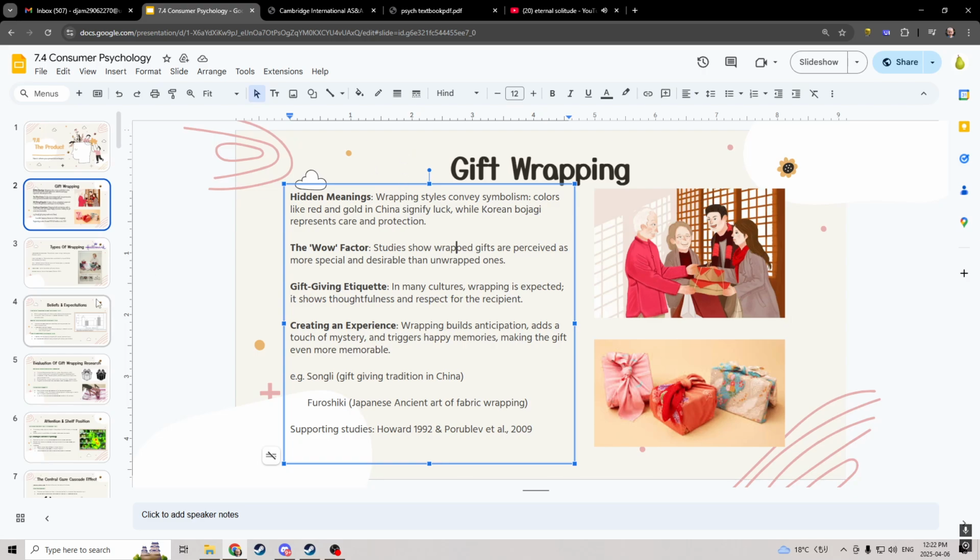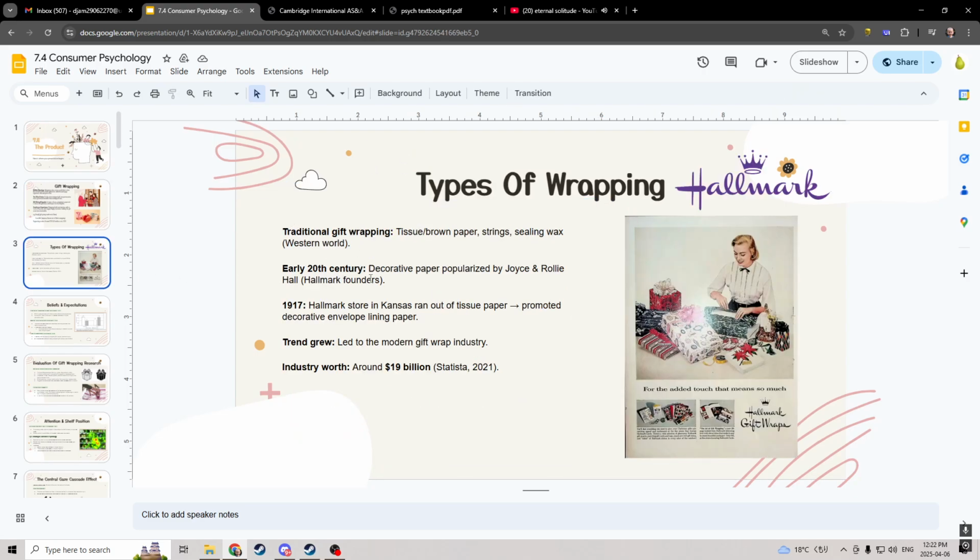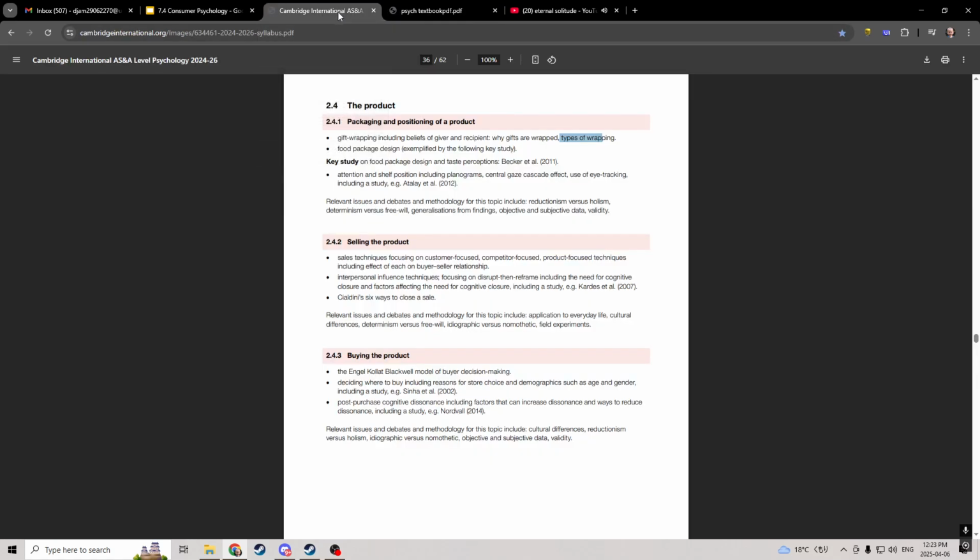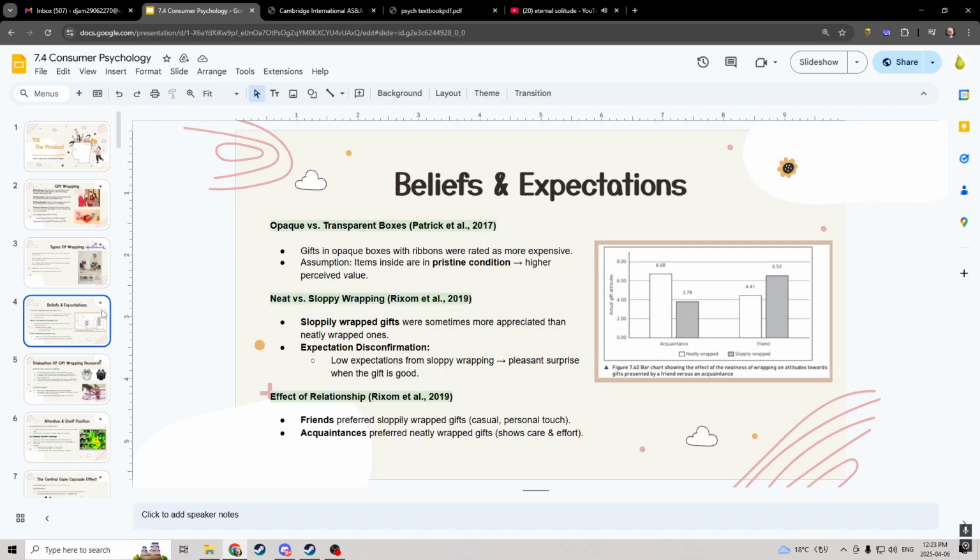So that's the why. We have the different types, which are only these two for some reason. Traditional gift wrapping, which is brown tissue paper, strings, and sealing wax, or early 20th century decorative paper and tape and bows and stuff. Cool. Okay. And the food package design. Where do we talk about that?